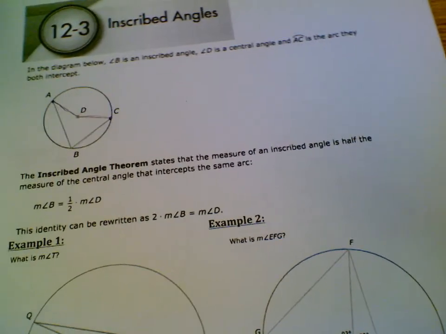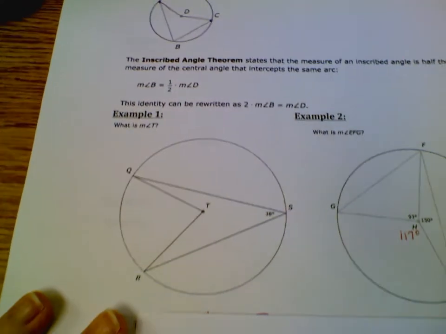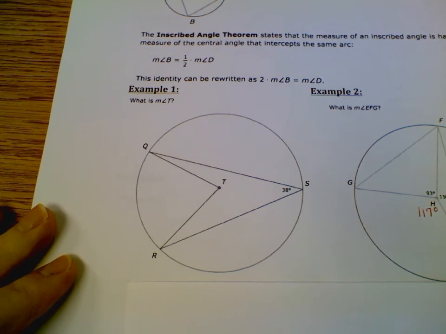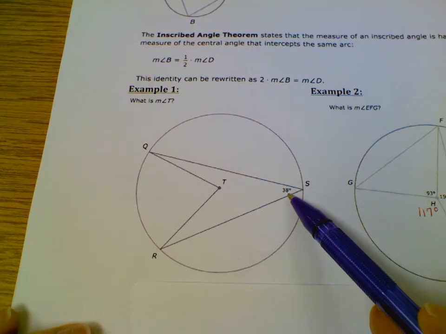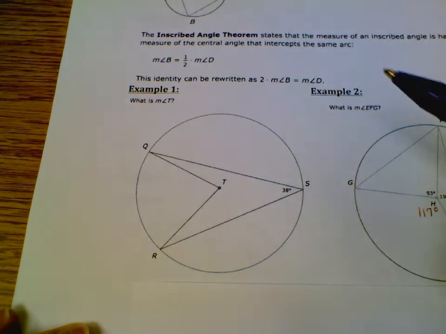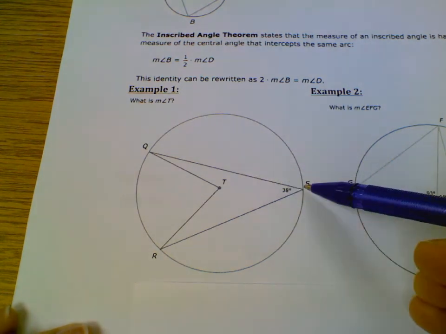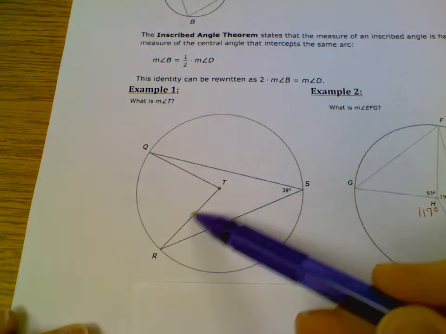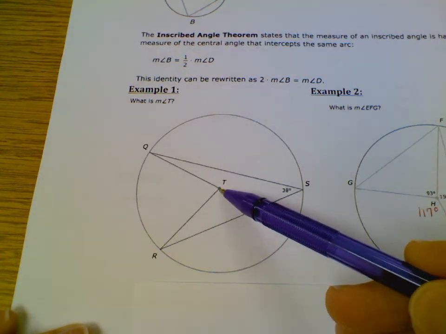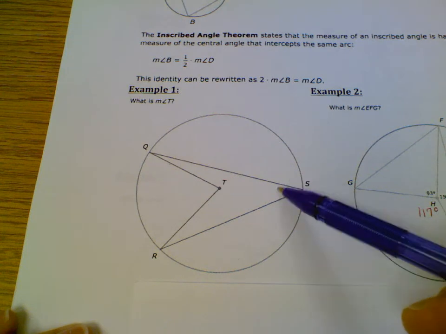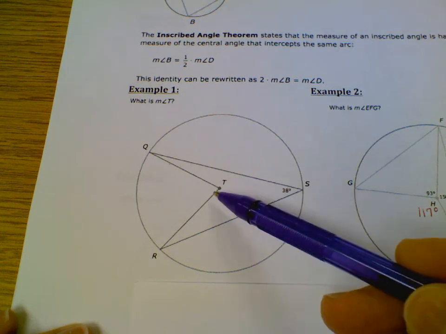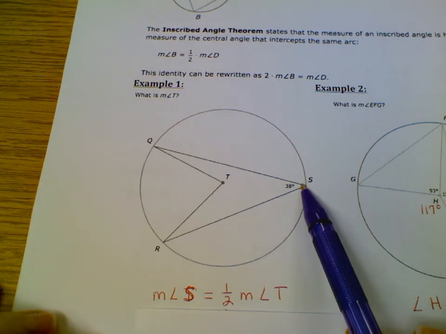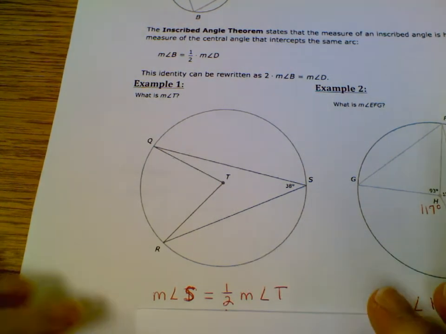So let's look at an example here. My first example asks me to find the measure of angle T, and it gives me angle S, that's 38 degrees. So this angle that is inscribed will be half of my central angle, the one at the center. Remembering that this guy touching the circle has to be half of this guy, so it has to be smaller. So I said angle S has to be half of angle T.